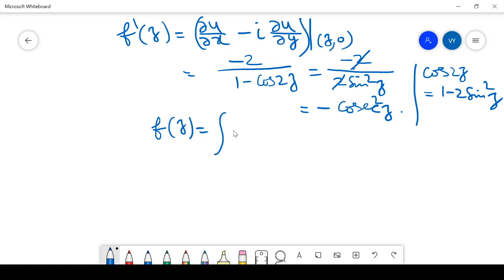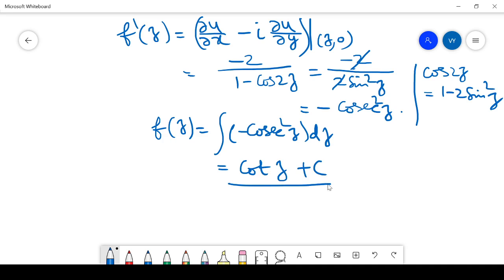From that, f of z will be the integral of minus cosecant squared z dz, which turns out to be cot z plus c. So in this case, the real part of cot z will be sin 2x by cosh 2y minus cos 2x. This completes the solution of this particular problem.